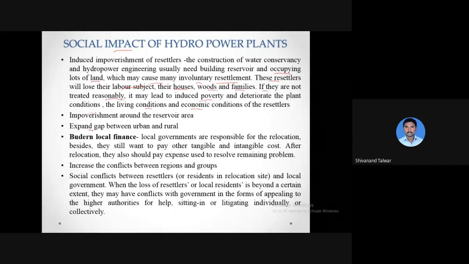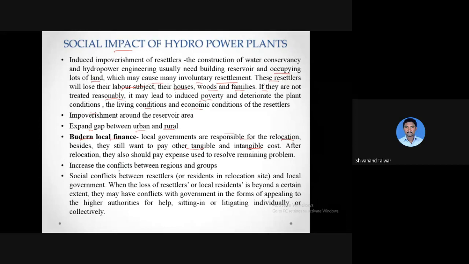Due to which, the resettlers will have a gap between the urban and rural because they will be coming from the rural area. So there will be expansion of the gap. Then second thing is the burden on local finance. If we are constructing the dam, then local governments will be responsible for the relocation. That means they have to be paid reasonably with a good cost because the government will be acquiring their lands. Since they are grabbing the land, the amount should be paid. So that will be a burden on the local government.